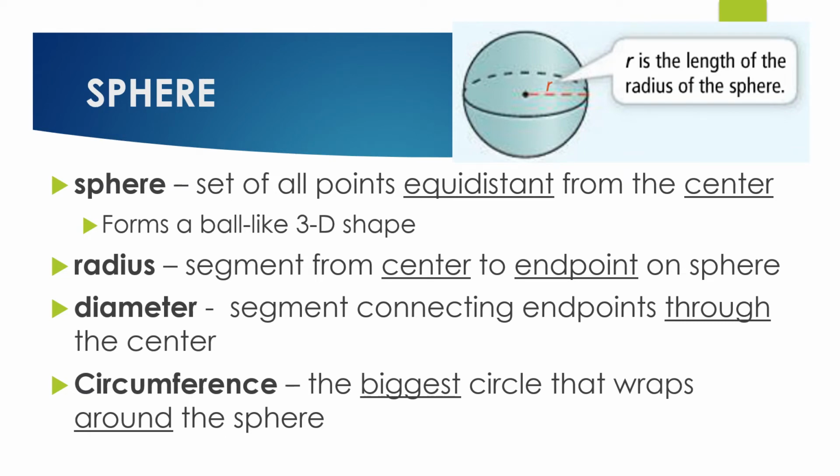So essentially, all of the words that we're talking about for spheres here, radius, diameter, and circumference, are pretty much exactly the same as what we would use for a circle, but now we're just talking in 3 dimensions instead, right? So now we have more to work with.